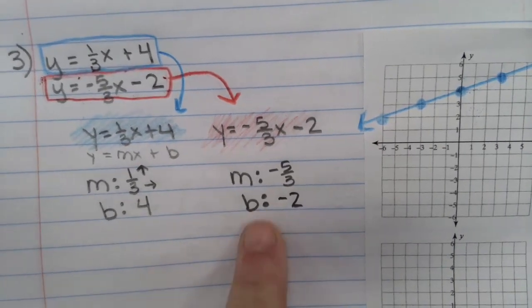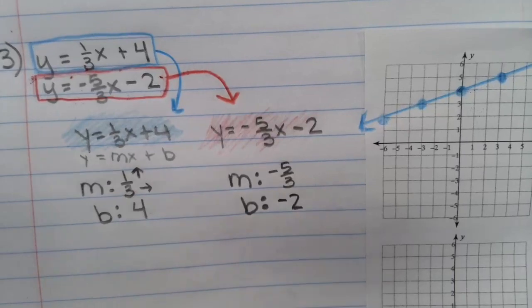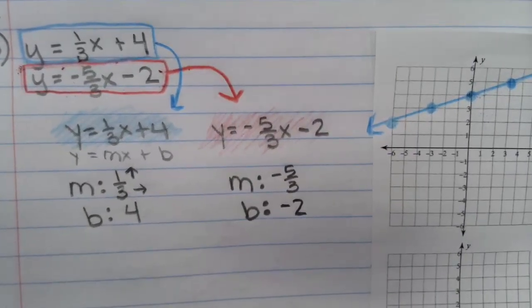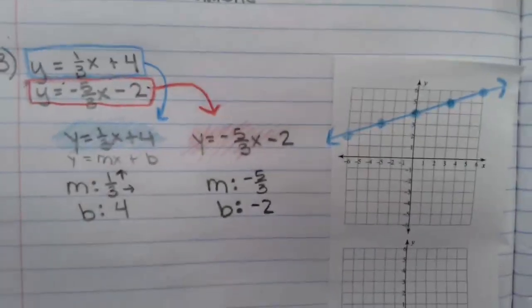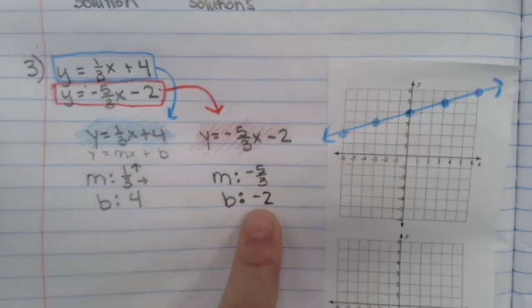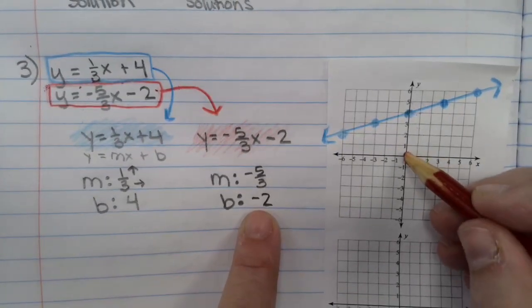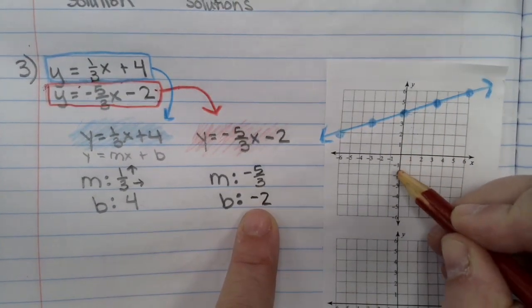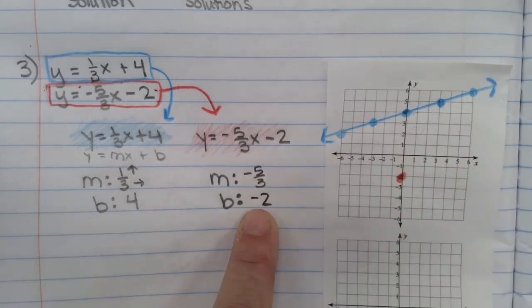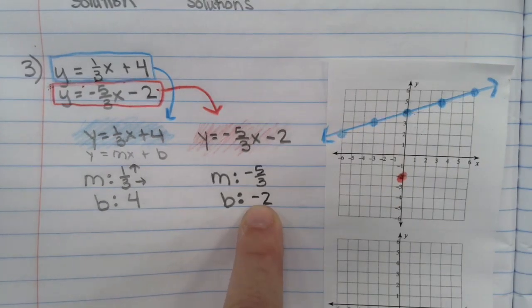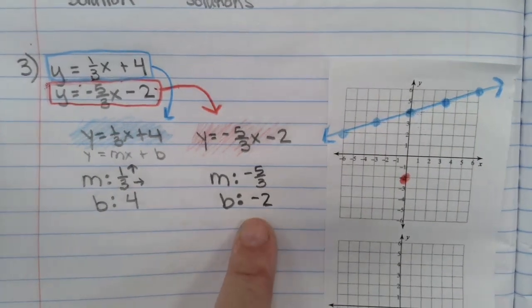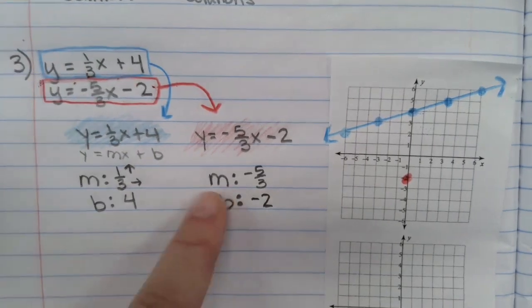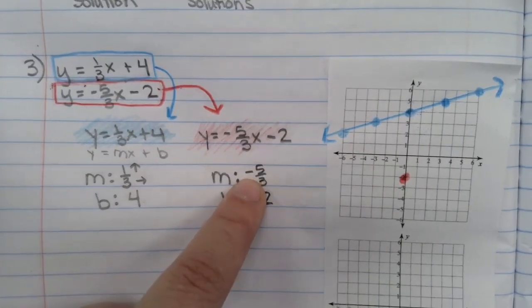Crushed it. Where am I going to start with my M and my B? Do I begin with M or do I begin with B? Begin with B, negative 2. So from my origin, I'm going to go down 1, 2, make a point. Now from that point, we do our movement, our M. So our movement says negative 5 over 3.